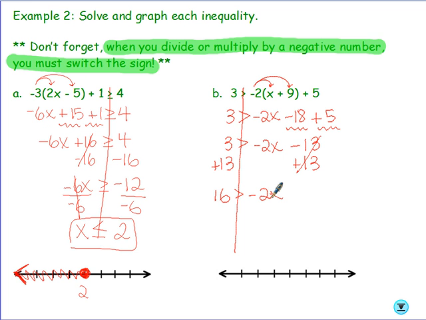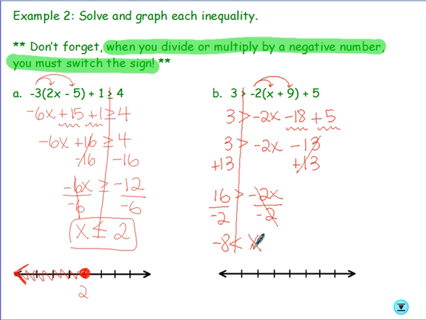I now need to divide both sides by negative 2. 16 divided by negative 2 is negative 8. That symbol, we just divided by a negative, so that symbol needs to point the other direction, and we have x left on that side. Notice I kept x on the side that it started on.